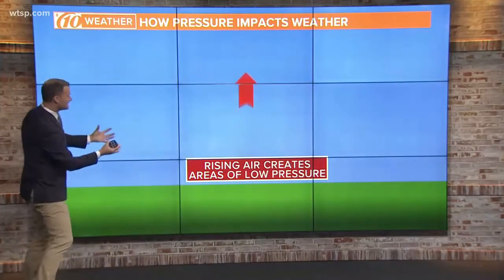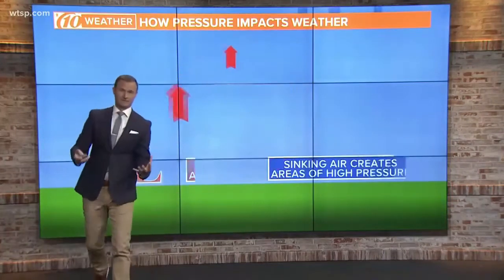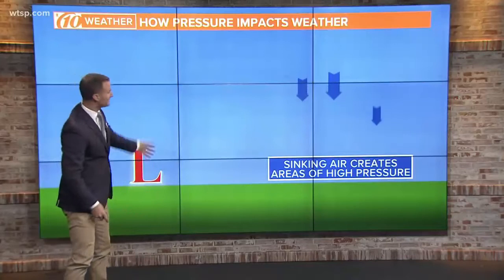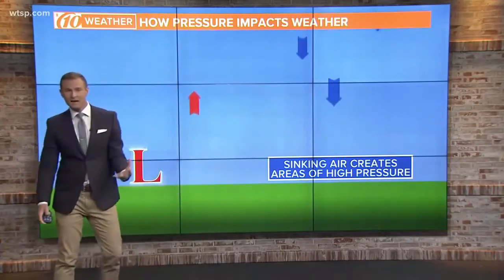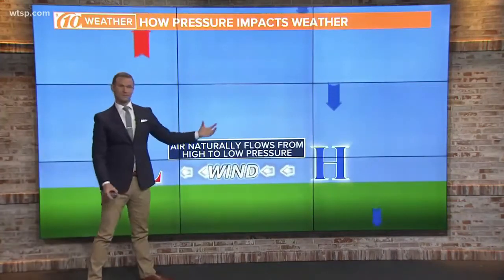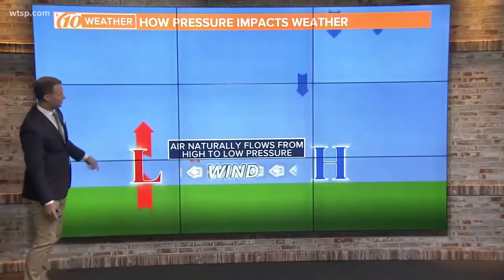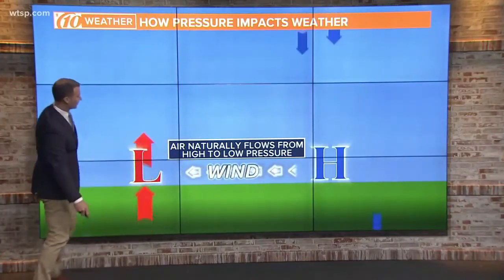So rising air creates areas of low pressure. As the air rises, you get this area of low pressure, and the opposite is true when you have sinking air. So sinking air creates these areas of high pressure. Combined together, air will naturally flow from areas of high pressure to low pressure. That's actually where we get our wind. It's that natural flow from high pressure to low pressure.